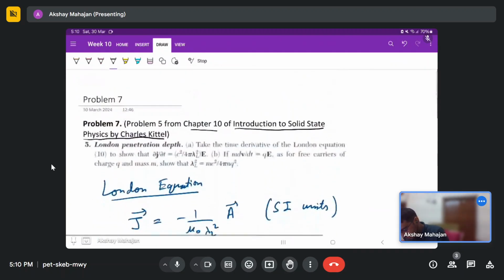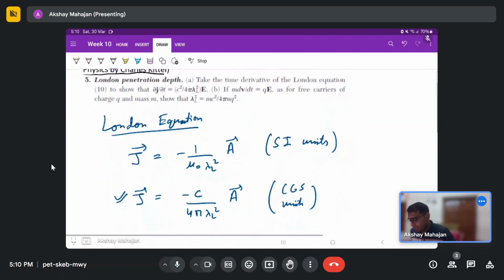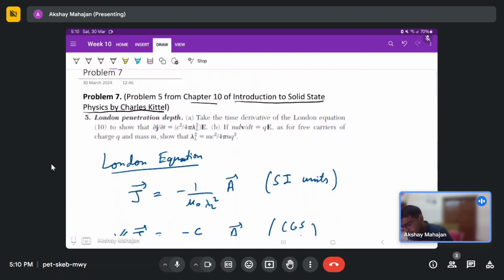So let me just repeat once again. We are doing this problem. We have three more problems for this session, and all three of them I have taken from this book, Introduction to Solid State Physics by Charles Kittel, chapter 10, which is on superconductivity. In this problem, we have to take the time derivative of the London equation and show this relation. Again, we have to use the relation for the free carriers to show this relation, where lambda L is the penetration depth for the superconductor.